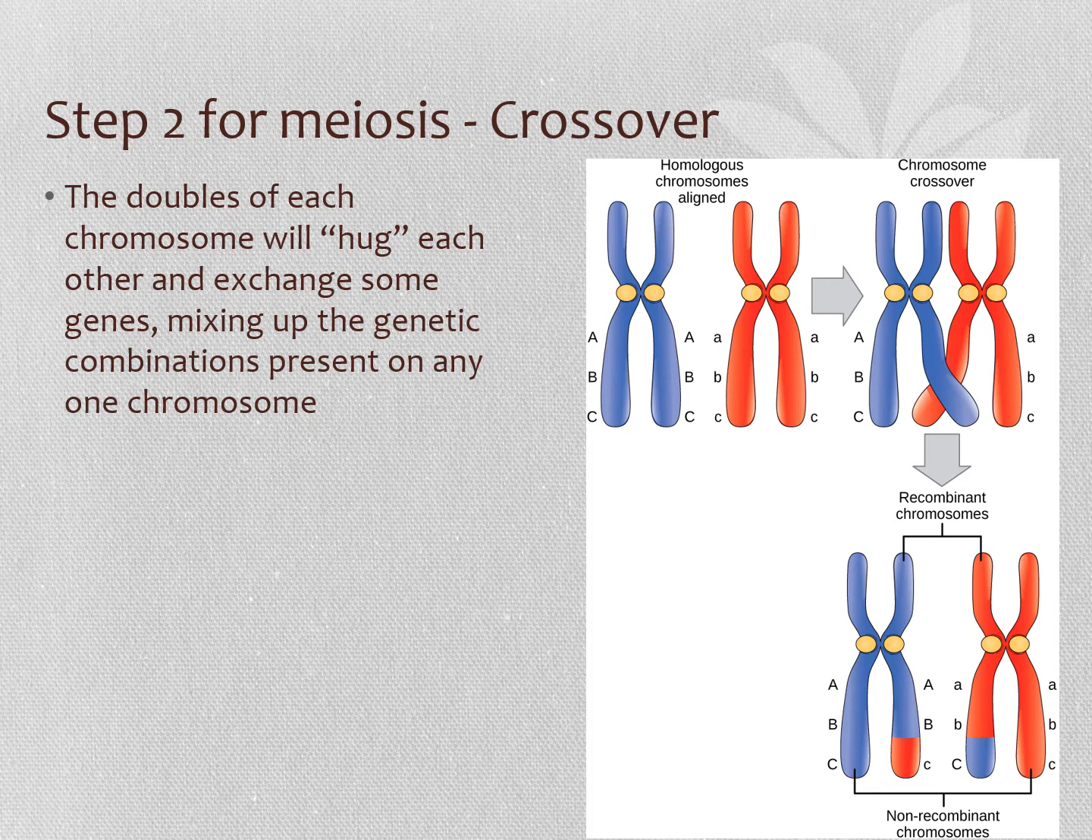They're going to exchange some genes like a token of remembrance, something to remember me by, and then they're going to separate again. So now what was one of the blue chromosomes has a little bit of genetic material from what used to be on a red chromosome. And one of the red chromosomes has a little of the material that used to be on one of the blue ones. So now everybody's a little bit different from everybody else. So that's step 2, crossover, and that's how we increase genetic diversity when we're creating gametes.